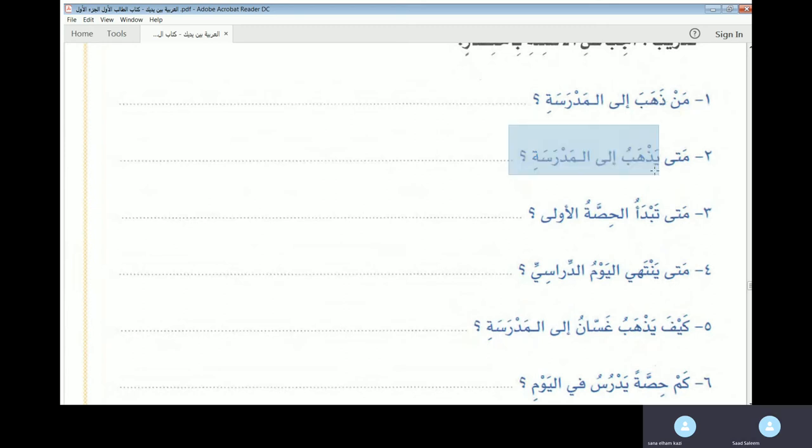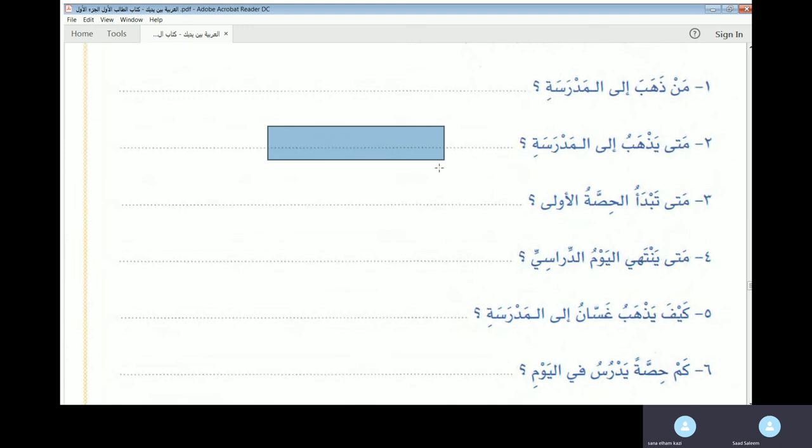Mata yadhhabu ila al-madrasati. When does he go to the school? Okay, so we have to use the verb. Can you use yazhabu as a starting word? Here it's brief, but if you want a complete sentence: yazhabu ilal madrasati sa'ata sabiyata sabahan, or sa'ata sadisata sabahan. يذهب الساعة السادسة صباحا. يذهب للمدرسة الساعة السادسة صباحا. Both are correct.